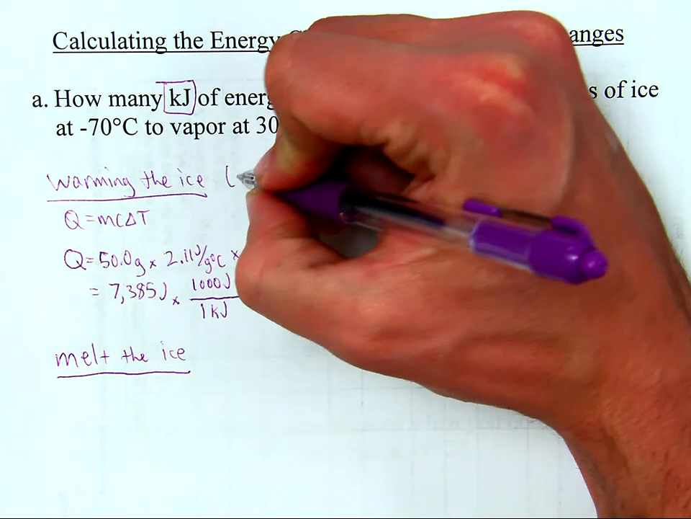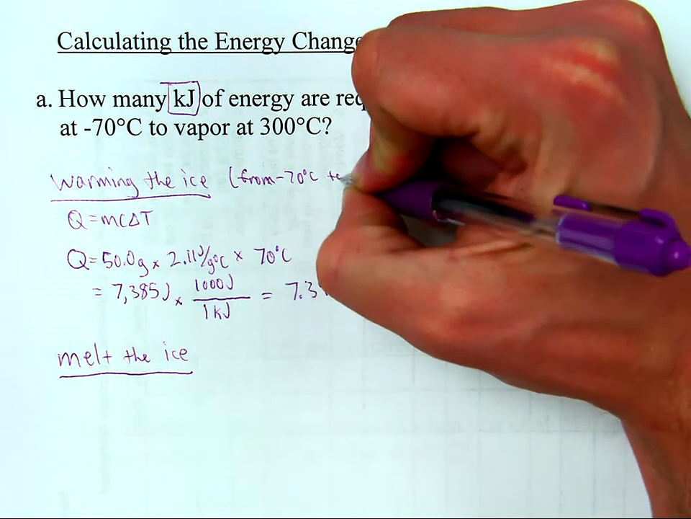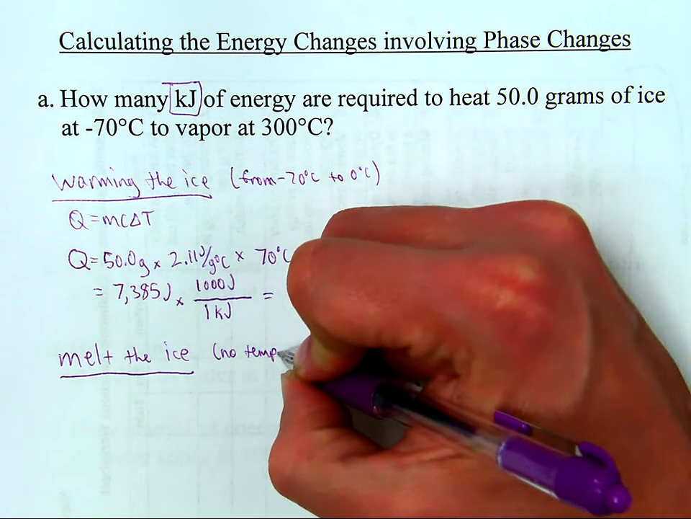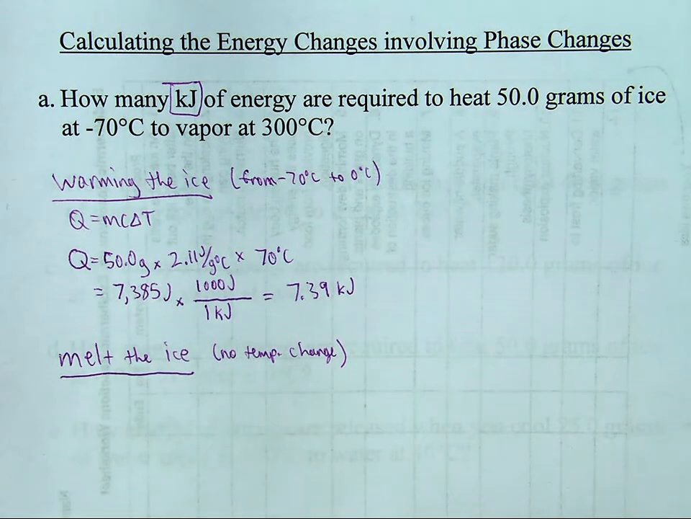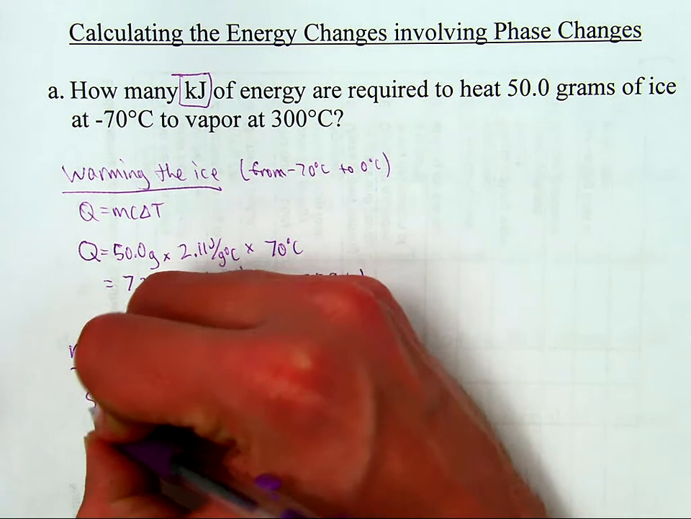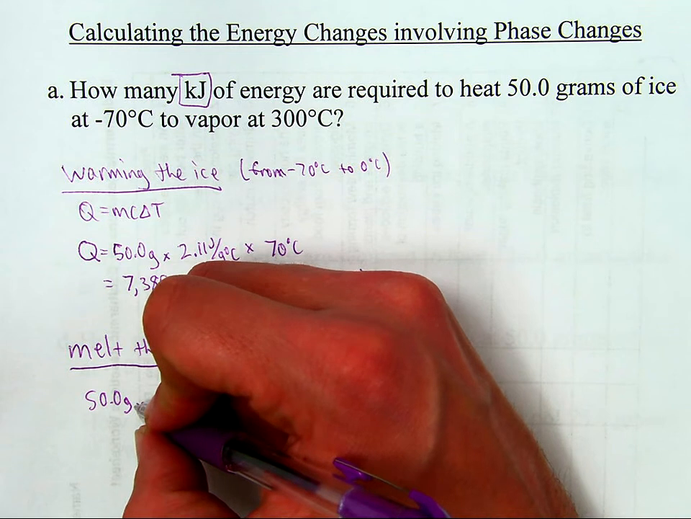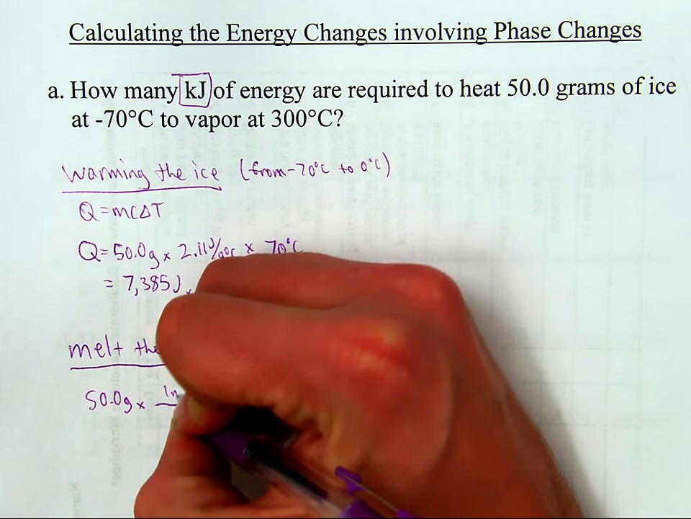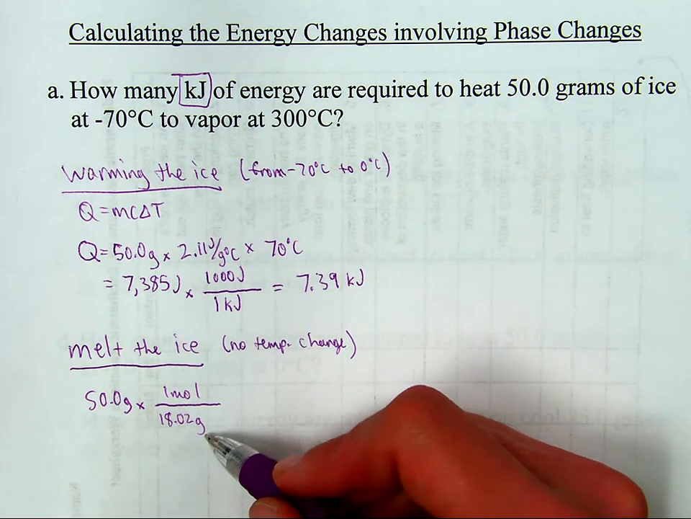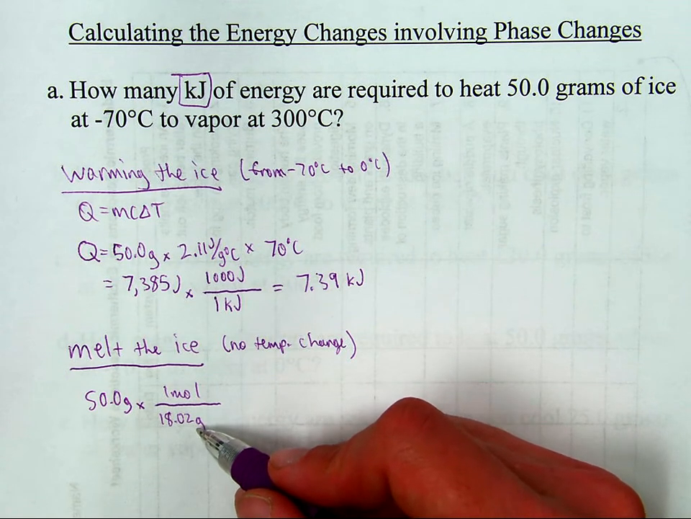Now, warming the ice, you went from negative 70 degrees Celsius to 0 degrees Celsius. Melting the ice is no temperature change. Okay, so that means you are going to take the mass of the ice, 50.0 grams, and then convert to moles. So 1 mole of water is 18.02 grams. If you don't happen to know that off the top of your head, you can easily look it up on a periodic table. The mass of 1 oxygen plus 2 hydrogens.